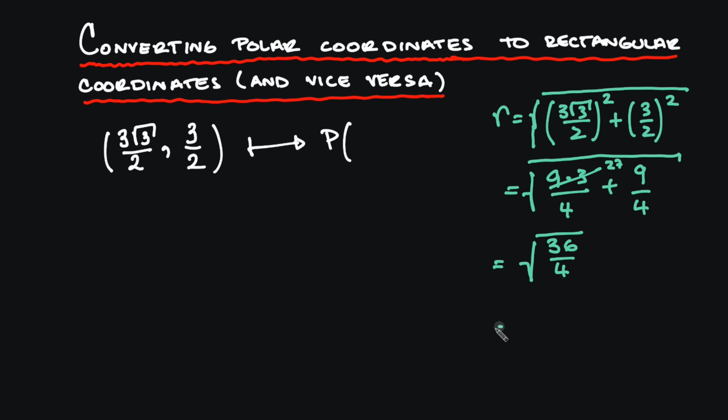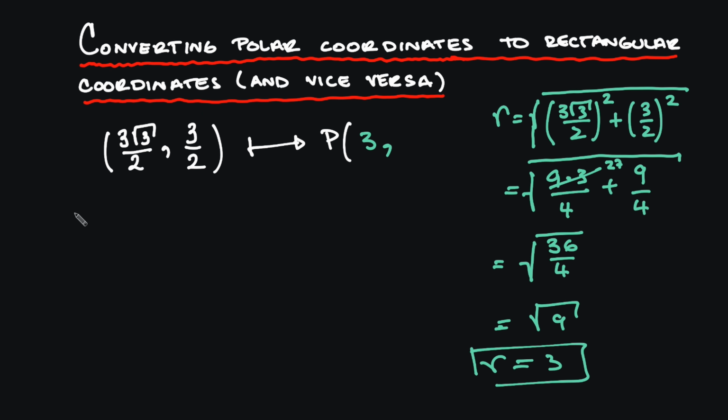The square root of 36 over 4 is 9. So the square root of 9 will be 3. R will be equal to 3. So we have 3 for our radius. All right, let's find theta.